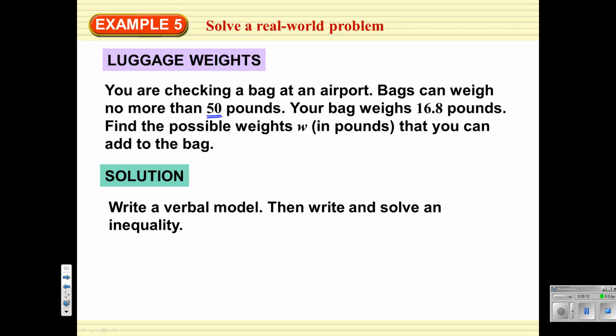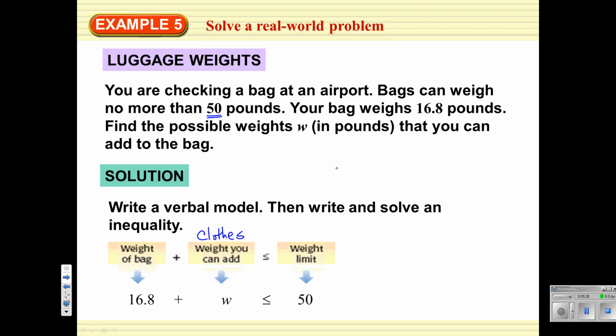Okay? So let's write a verbal model just to think about it. The weight of the bag plus the weight of clothes, shoes, makeup, all that stuff has to be less than our weight limit. So the weight of my bag is 16.8. The weight of the clothes and stuff we're adding is W. It's our unknown. Everything needs to be less than or equal to the weight limit. We can go up to 50 pounds, no more than. So there's our inequality.